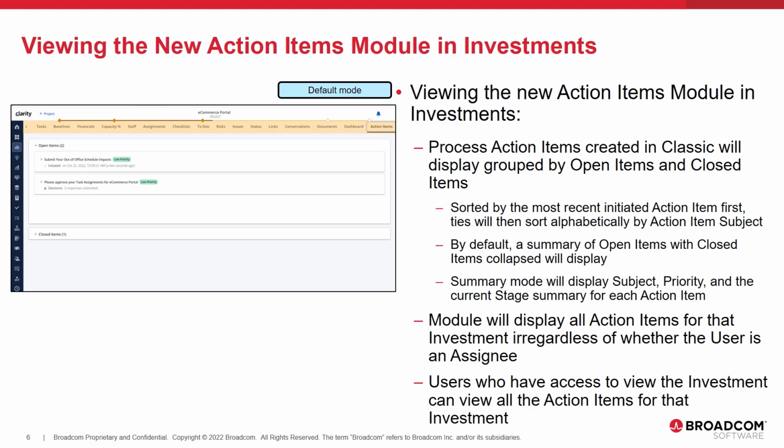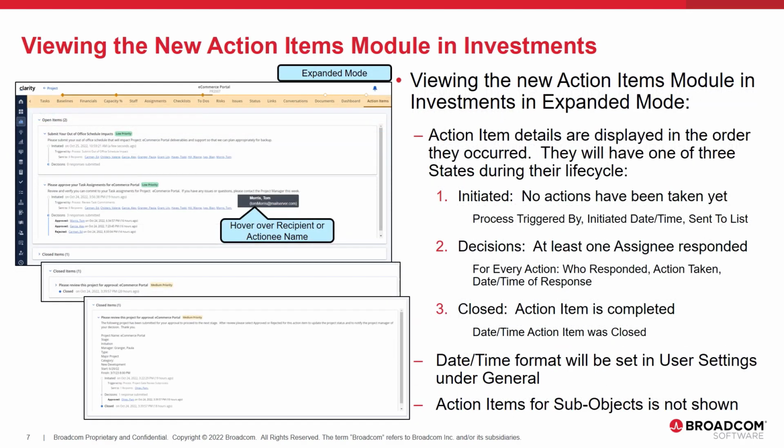Users will see all action items here for the investment, regardless of whether they're an assignee or not. Again, any users who have access to see the investment can view all the action items on this page. As we expand these action items, you can see more detail about them. The corresponding detail for each action item is displayed in the order that it occurred, or its life cycle order.